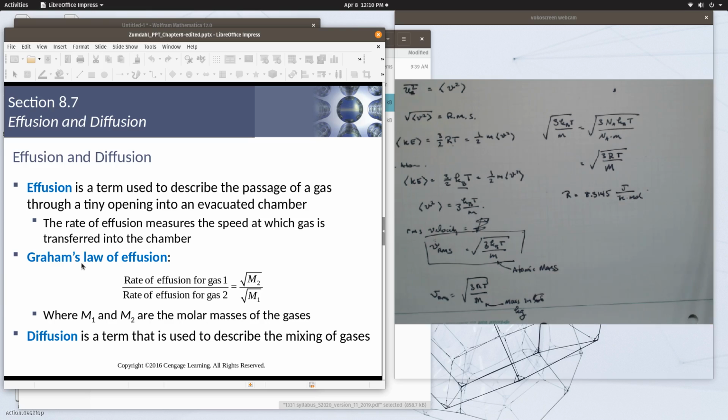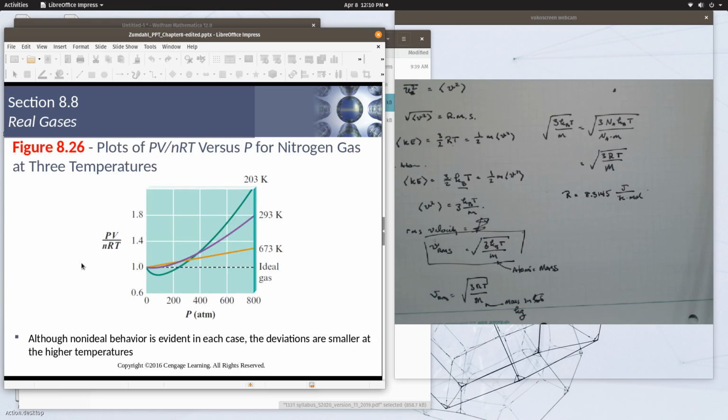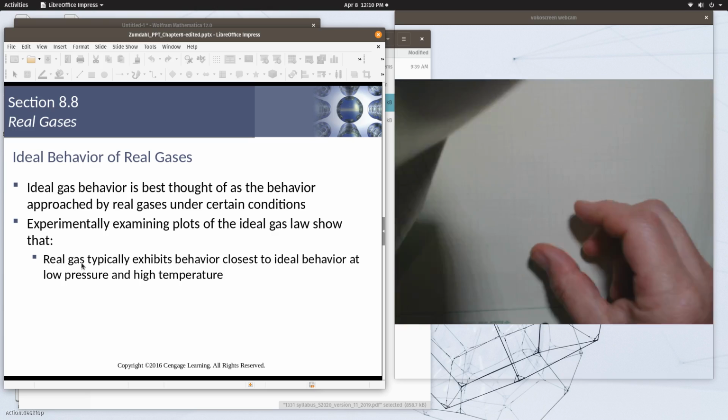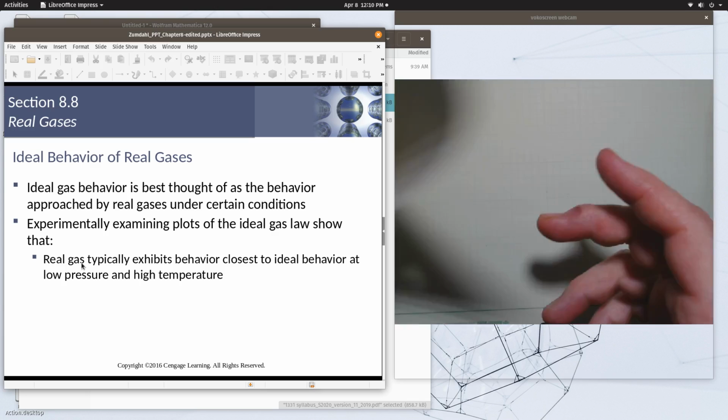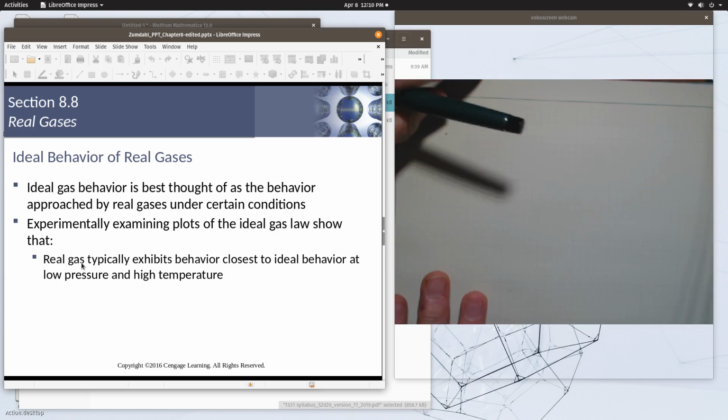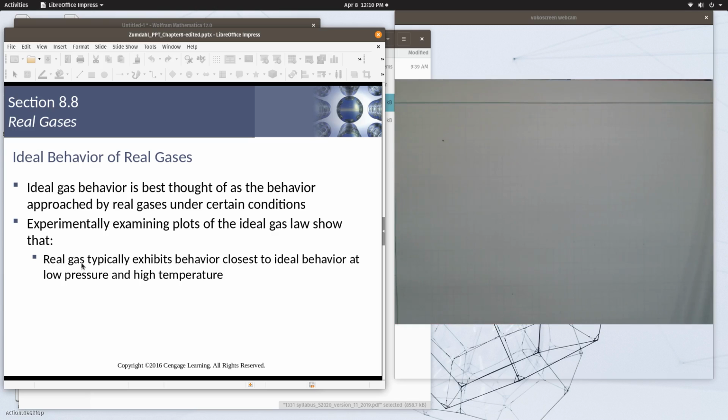Now, that was sort of a whirlwind explanation of the kinetic theory. There's a lot more to it than that, especially if we start looking at interactions of gases. I'm going to fast forward a little bit to get to that, and look at real gases, just to tie things together with real gases and non-ideal gases.